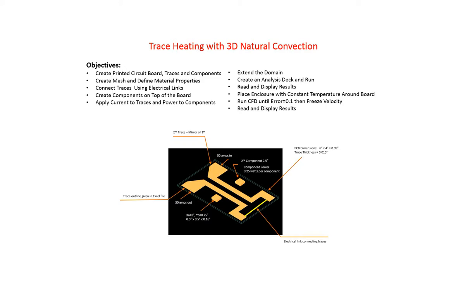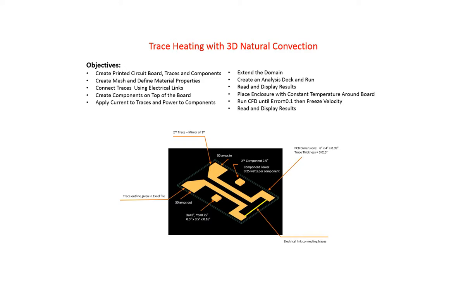And then we have 50 amps going through one side of the trace, flowing through the link and coming out of the other end. And that will result in the Joulean heating in the traces. In addition to the traces, we have two components that are sitting on the board, and each one is dissipating 0.25 watts. The traces are embedded in a PCB with a dimension of 6 inches by 4 inches by 0.09 inch, and the trace thickness is 0.015 inch inside the board.